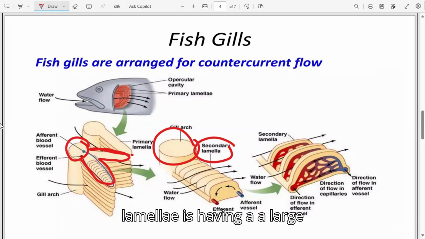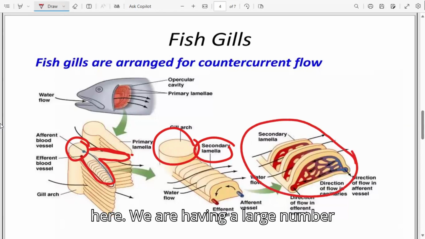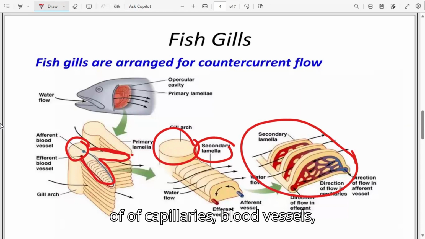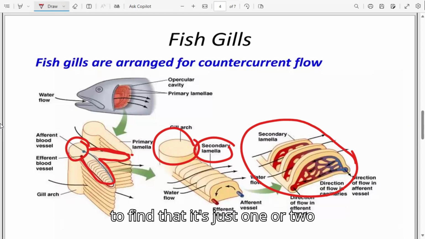And the secondary lamellae have a large number of capillaries, as we can see here, blood vessels, capillaries. And if we look at the epithelial lining of the secondary lamellae, you're going to find that it's just one or two cells thick. And this thickness is going to maximize the diffusion of gases into and out of the bloodstream.